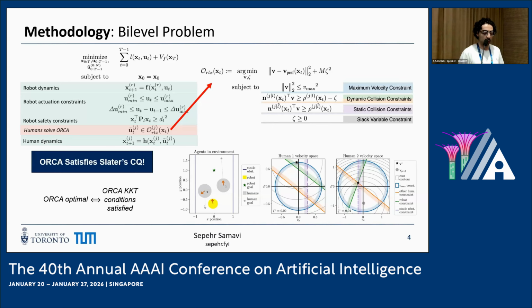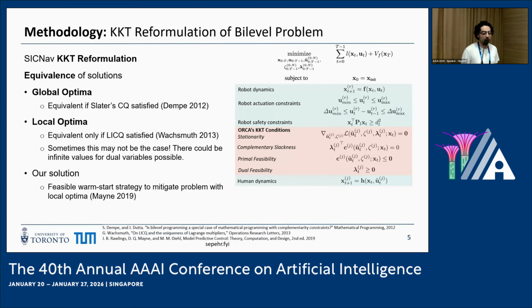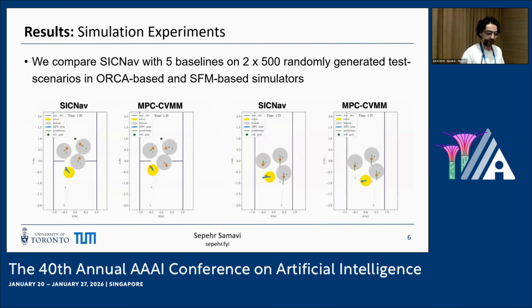We show in the paper that ORCA problems satisfy Slater's constraint qualification, meaning that the problem is optimal if and only if its KKT conditions are satisfied. With this useful property, we introduce a KKT reformulation to our bi-level problem, where we swap out the lower-level problems and replace them with their KKT conditions. In the paper, we discuss the equivalence of solutions of the reformulation with solutions of the original problem, but I'm not going to go into details here. Maybe if we have time for questions, you can ask them.